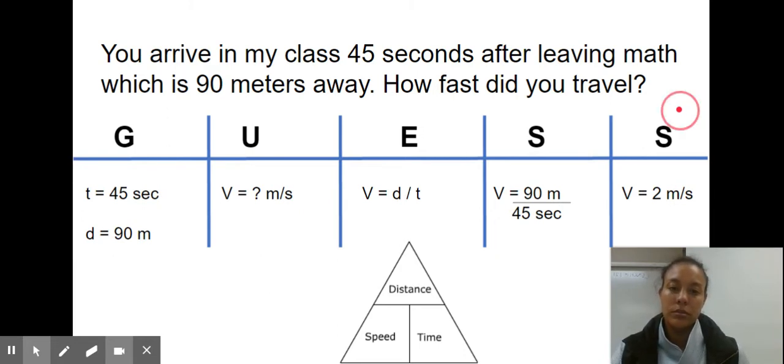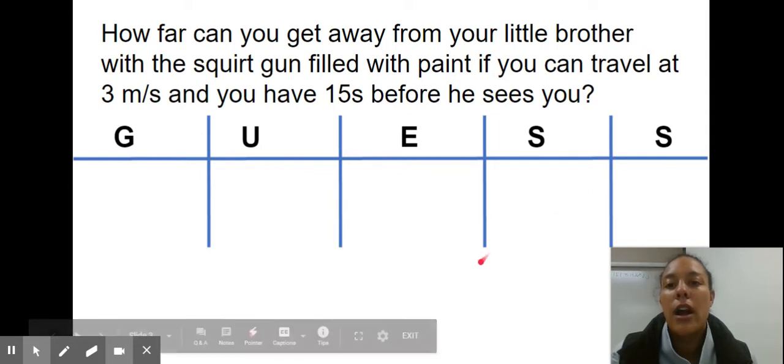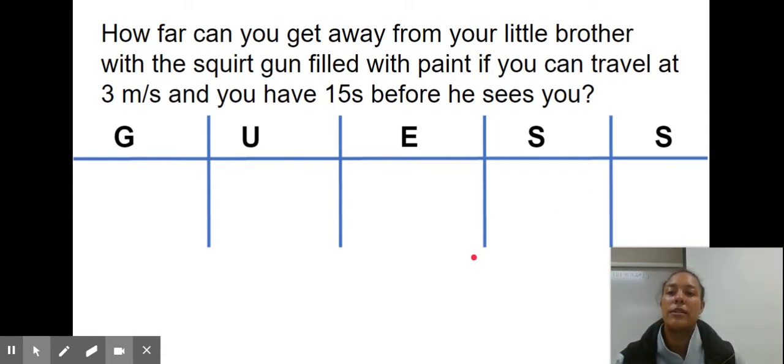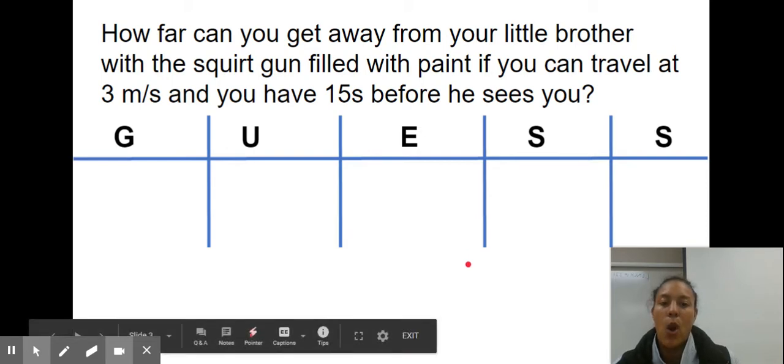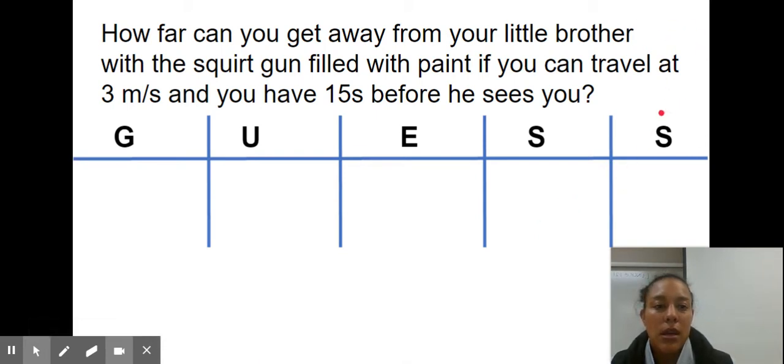So, next problem. How far can you get away from your little brother with the squirt gun filled with paint if you can travel at 3 meters per second and you have 15 seconds before he sees you? I wanted to pick a random, interesting problem here, right? So pretend that's my son with his squirt gun filled with paint and we've got to run.